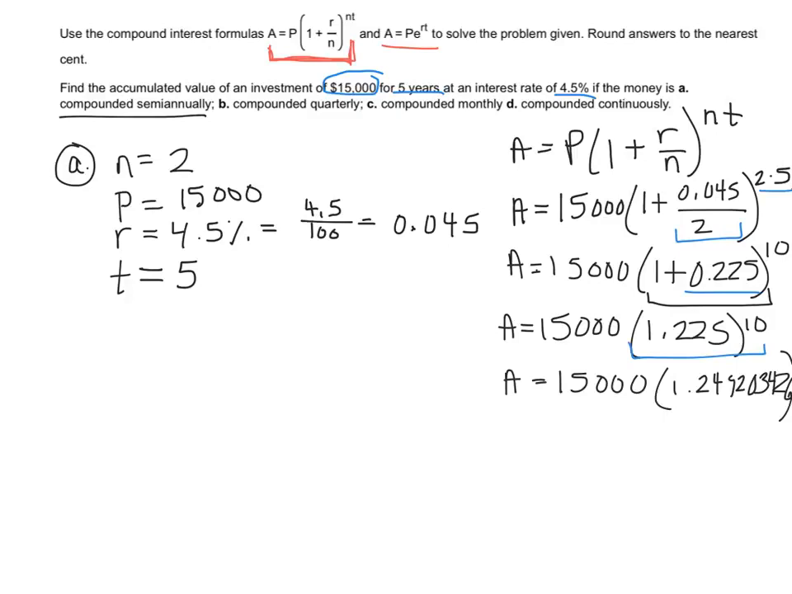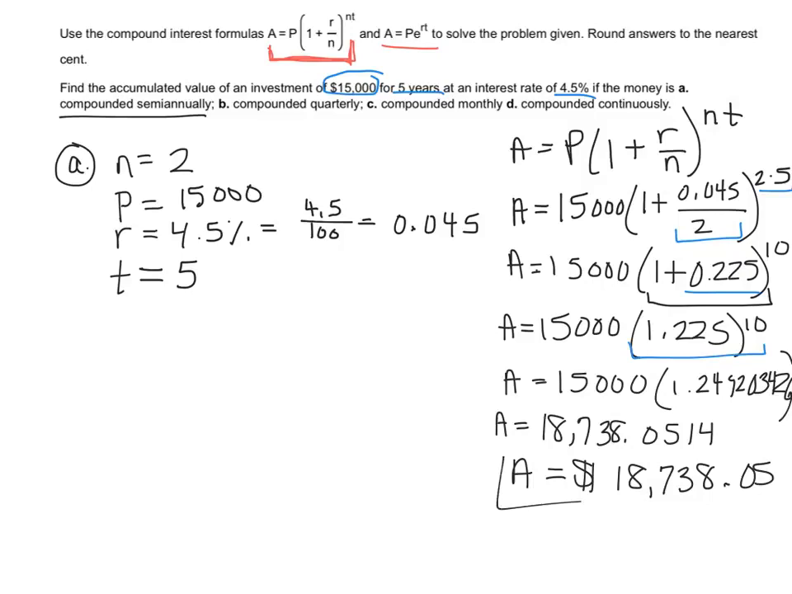Lastly, we're going to multiply that decimal by 15,000. When we do that, we get 18,738.0514. Since this is a monetary value, I'm going to round to the nearest cent. So my final answer is $18,738.05. That's the answer to part A.